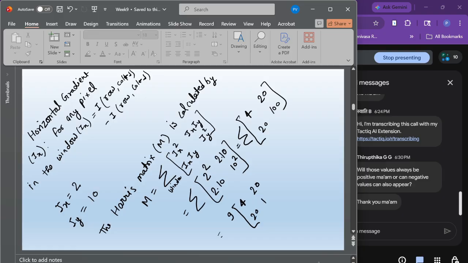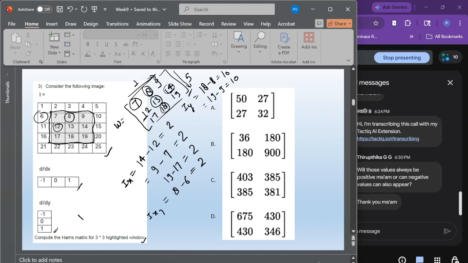So if you multiply 4, 20, 20 and 100 by 9, here you will get 36, here 180, here again 180, and here 100 into 9, so 900. So this is our Harris matrix: 36, 180, 180 and 900. If you check the options, option B is the correct answer for this question.